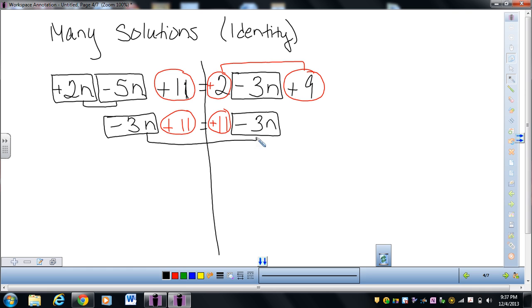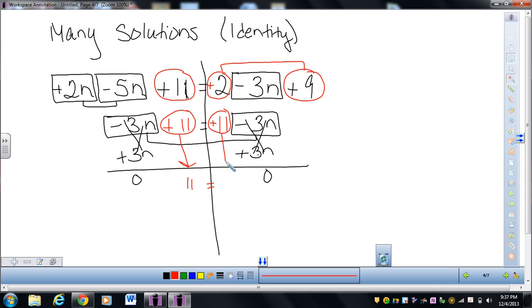I'm going to combine these two. And because that's negative right now, I'm going to do the opposite and add it, making it positive. And I do that to both sides. So over here, I get 0. And over here, I get 0 again, because negative 3 plus 3 is 0, and negative 3 plus 3 is 0, which leaves me with this positive 11, because I haven't used it yet, and this positive 11, which I haven't used yet.